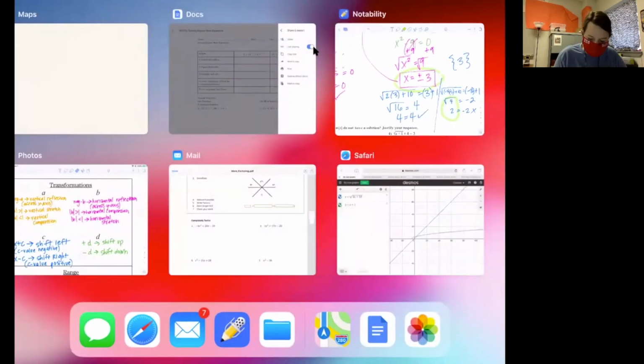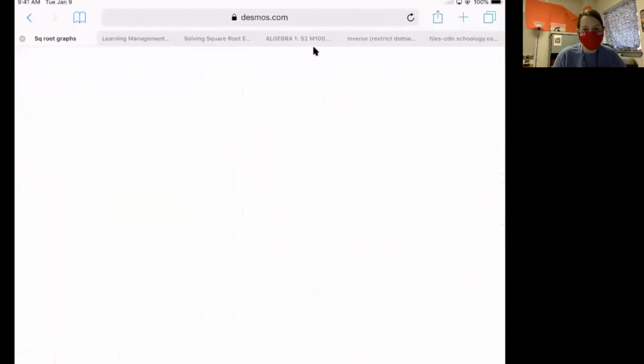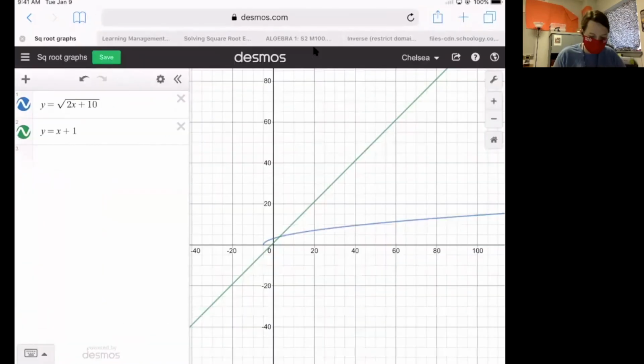Because if we come over here to the graph, I've graphed both the left side and the right side, square root of 2x plus 10 and x plus 1. You see that there's only one intersection. Okay, that x plus 1 is a linear function, and then the square root of 2x plus 10 is a square root. So you see that x equals 3 graphically is our solution.